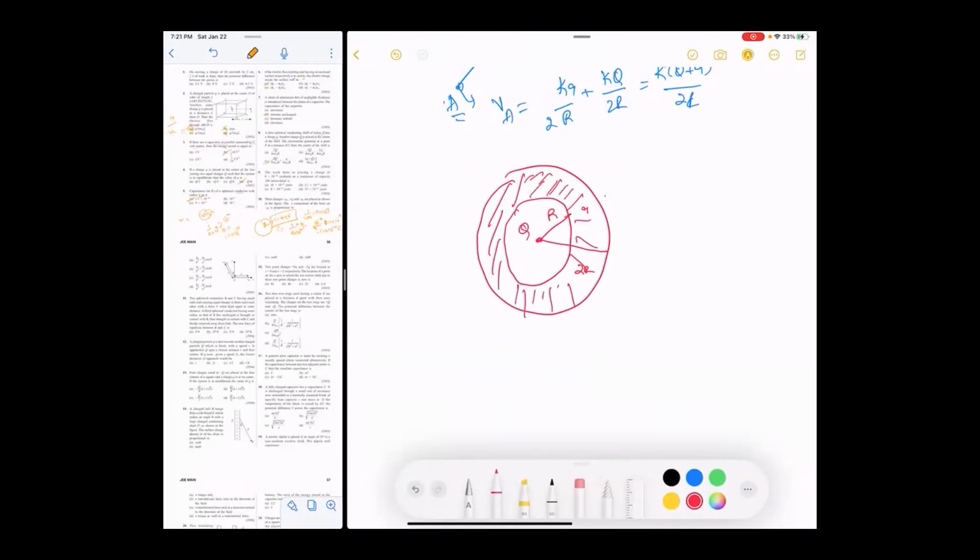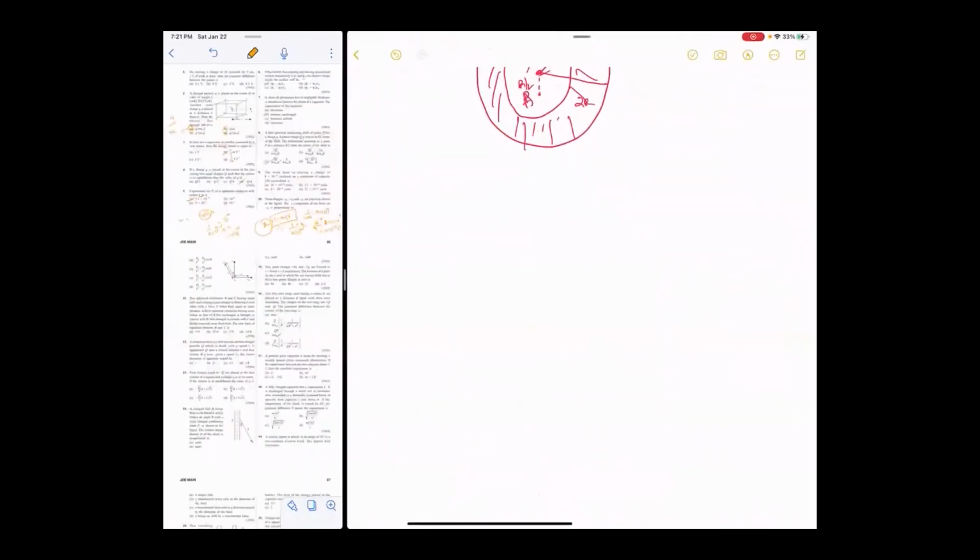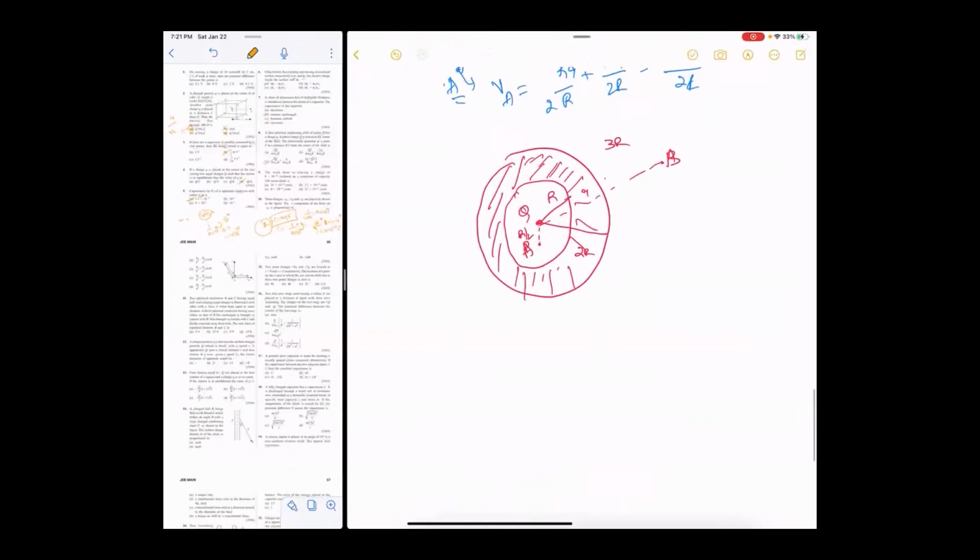What is the potential at a point P, similarly, at a distance R by 2? Let it be point A. There is another point B outside at a distance of 3R. I'm giving you a question for the first time, asking you to try. Potential at A and potential at B. This is a thick conducting shell. It is not thin, it is a thick conducting shell.